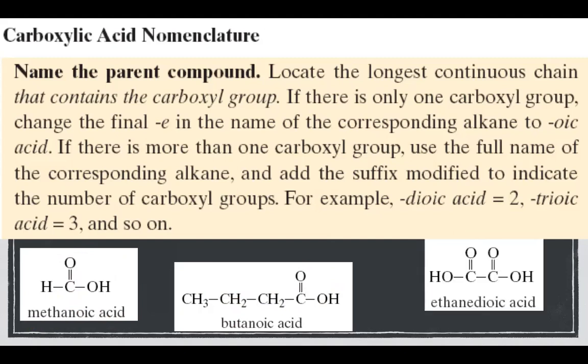And here's ethane dioic acid. So you have 2 carbons here, and you've got 2 carboxyl groups. So then you keep the E from the alkane, ethane, and then you add dioic acid to show that there's a carboxylic acid at each end.